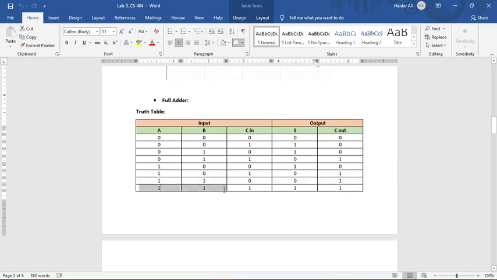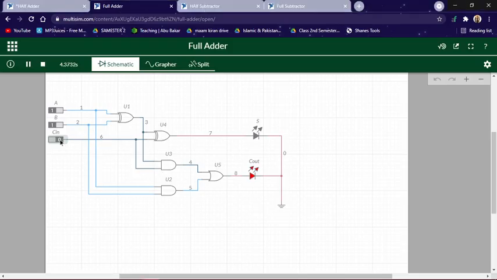When all three inputs are 1, both outputs are 1. This is the working of a full adder.